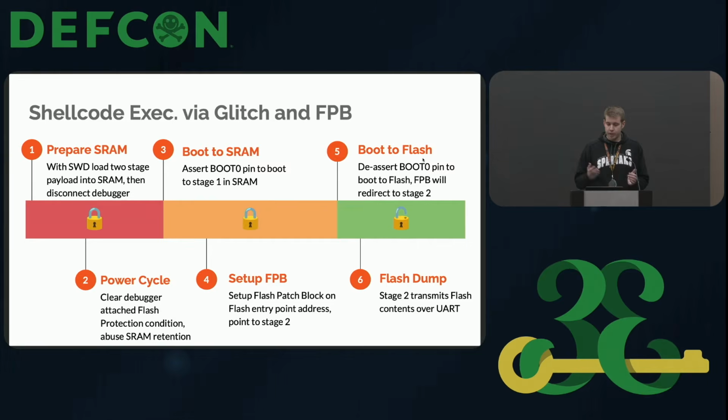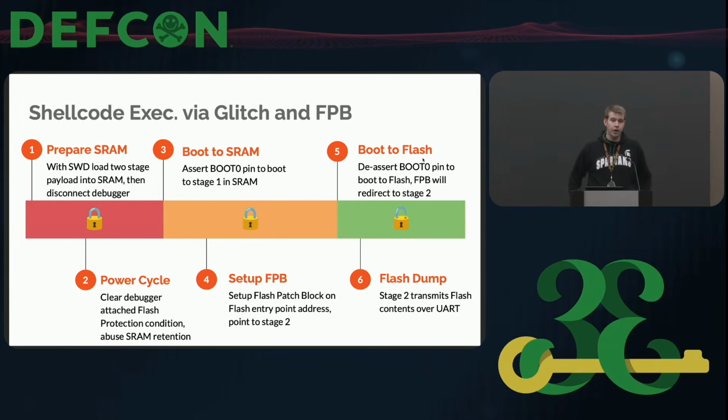So by setting up a flash patch block on the flash entry point to point to our stage 2 payload in RAM, we can then reboot to flash, which will clear our lock. And because we have the flash patch block set up, when it boots, execution will be redirected to our code in RAM stage 2, which just transmits the contents back to us over UART.